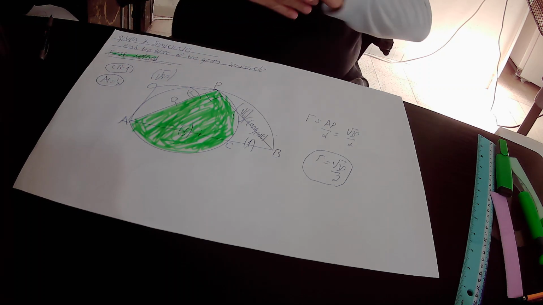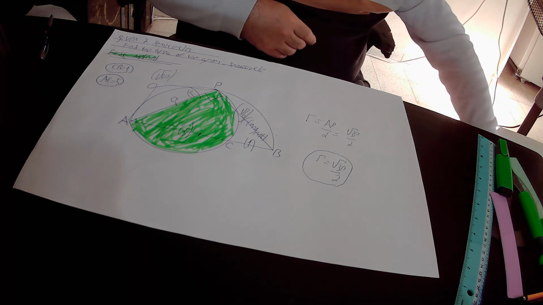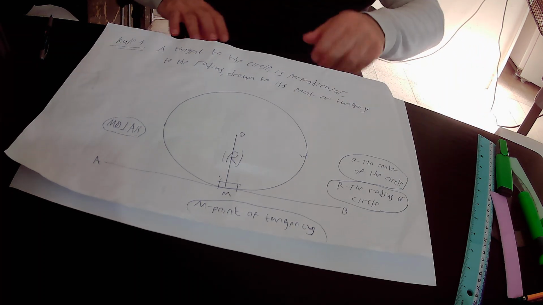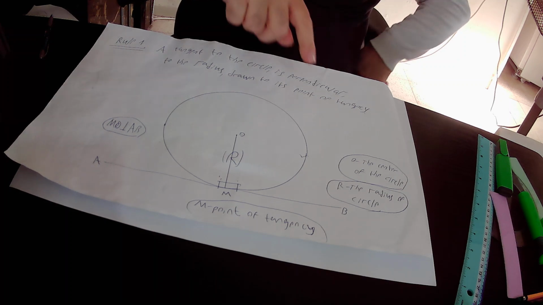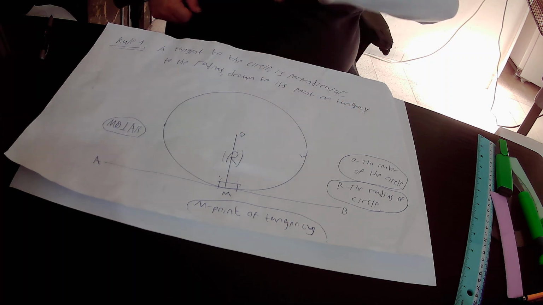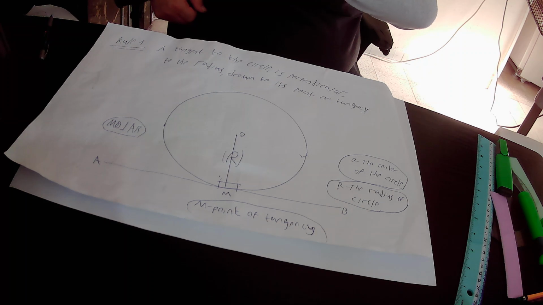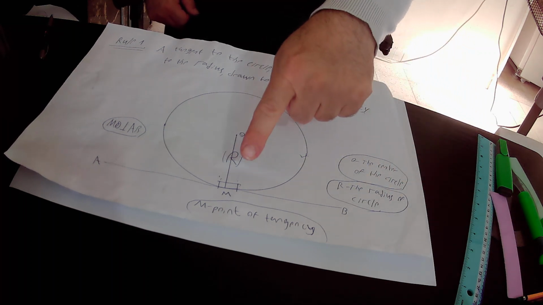And whenever you have a line segment that is perpendicular to the radius, you can implement rule 1. I'll repeat quickly rule 1. According to rule 1, a tangent to the circle is perpendicular to the radius drawn to its point of tangency. So in the drawing we have a circle, and line segment OM is the radius of this circle, equal to R. And according to rule 1, line segment AB is perpendicular to the radius MO.